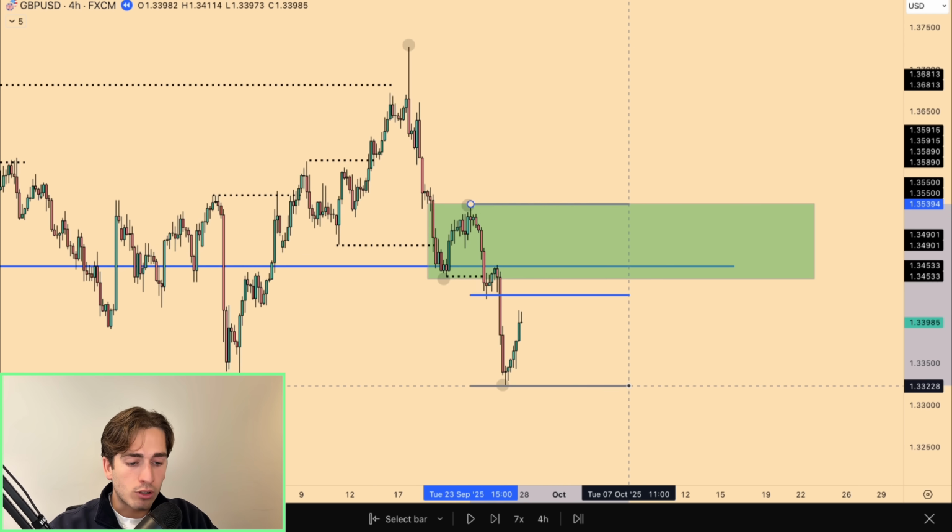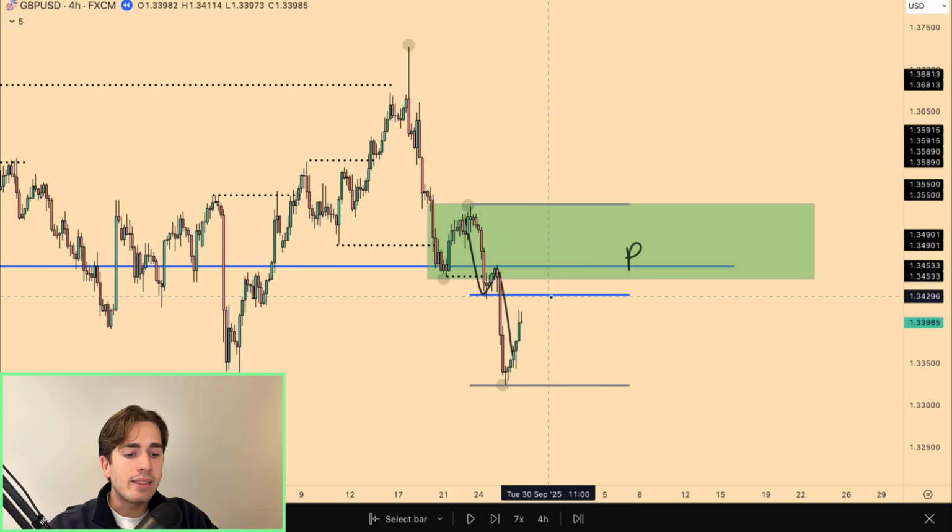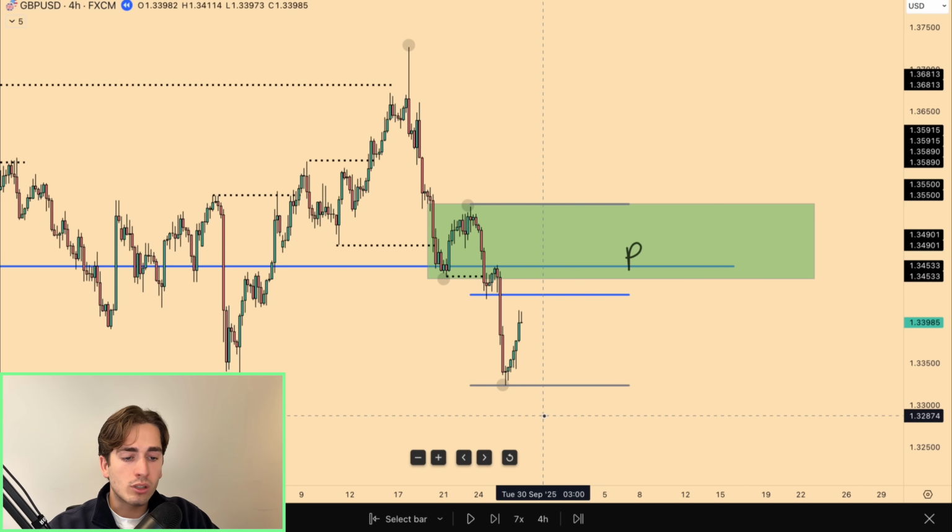Well, first of all, we have market structure that is bearish. Yes. Then second of all, we wait for price to retrace into premium. Then third of all, where's liquidity? Well, we have here a little bump in the road, which is liquidity, a little swing high liquidity. And then number 4 is obviously waiting for supply to be formed.